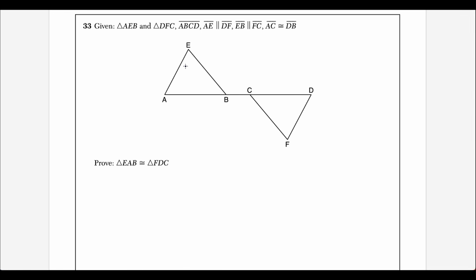So question 33, the triangle proof. Now for these questions, I'd like to take the givens and transfer to the diagram, and then that helps me come up with the strategy. So we have these two triangles. We have segment ABCD, and then we have that segment AE is parallel to segment DF. And we're told next that EB over here is parallel to FC. And then we're also told that segment AC, which I'm highlighting in purple, is congruent to segment DB, which I'm highlighting in pink.